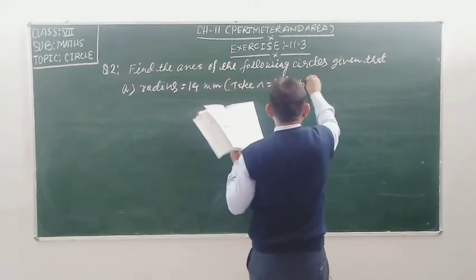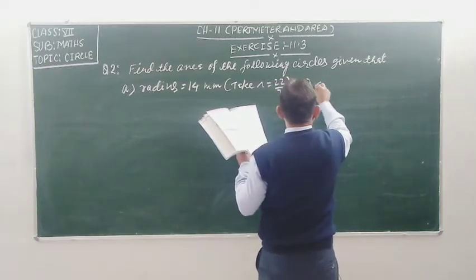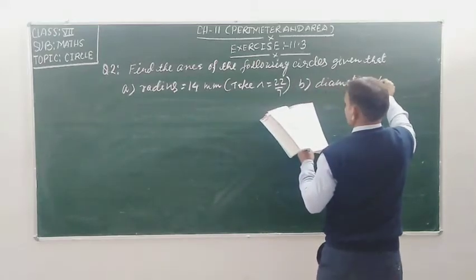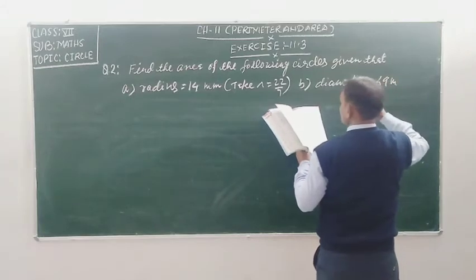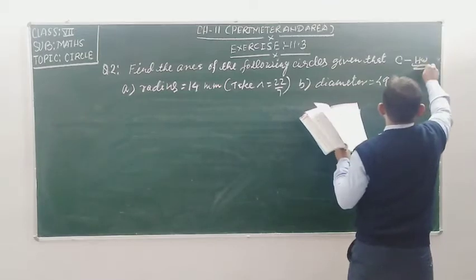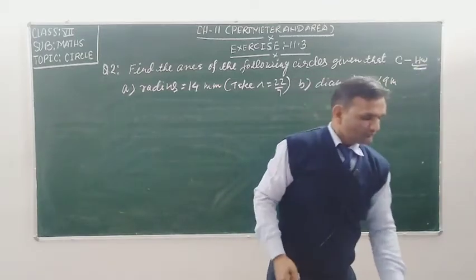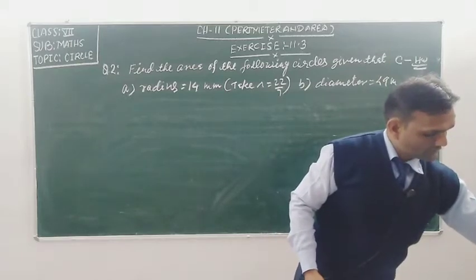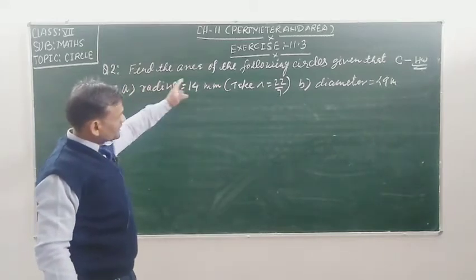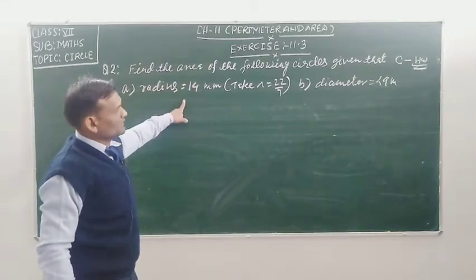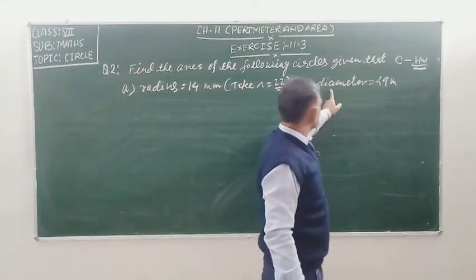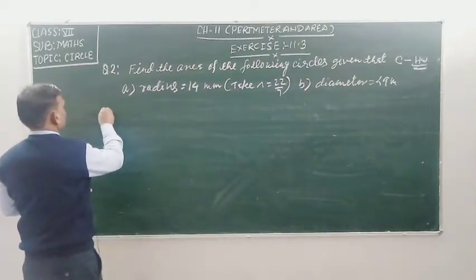And part B, student, part B is diameter is equal to 49 meter, and part C is homework for you. So student, this question is very easy also, and in this question we directly need to find out the area of the circle. Radius is given in part A, and diameter is given in part B. So student, I am going to solve part A.